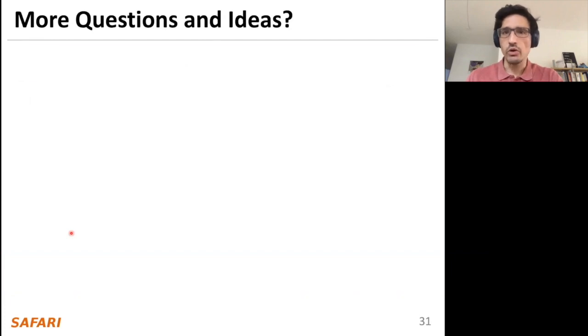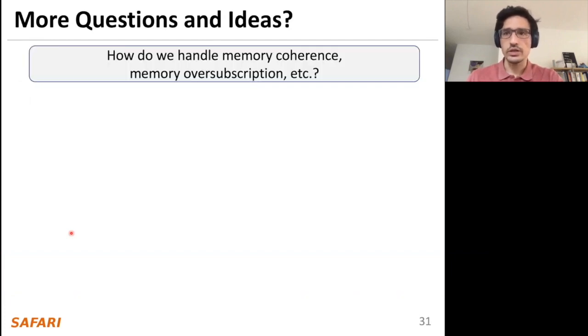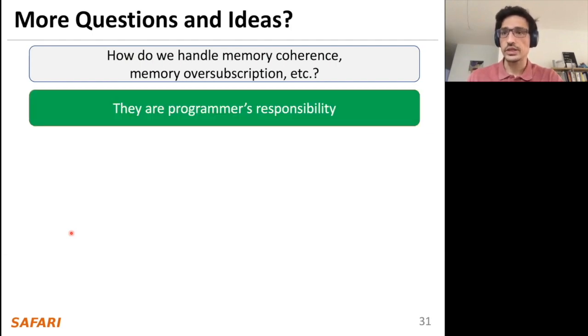Okay, maybe some more questions and ideas here. Maybe some of you are asking yourselves what happens with memory coherence or memory oversubscription, or in general memory management. How is this handled? Well, at the moment, this is a programmer's responsibility, because you as a programmer will know your application well. You know how to handle data coherence, for example, between the main memory and the MRAM banks, or you will figure out ways of using all the MRAM as much as you can, and at some point move some new data to continue the computation, etc.